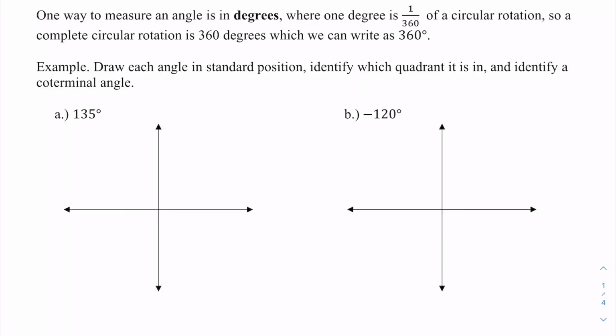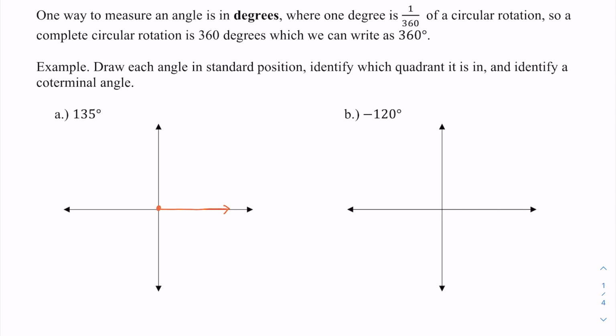Draw each angle in standard position. Identify which quadrant it is in, and identify a coterminal angle. In example A, we have the angle 135 degrees. If we want to draw it in standard position, we need to start the angle with its initial side along the positive x-axis and its vertex at the origin.